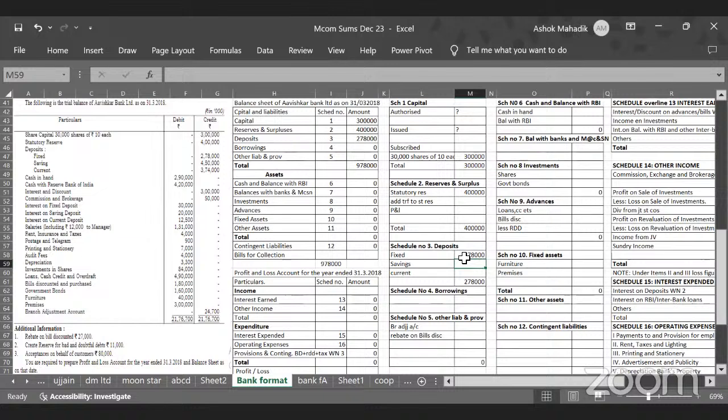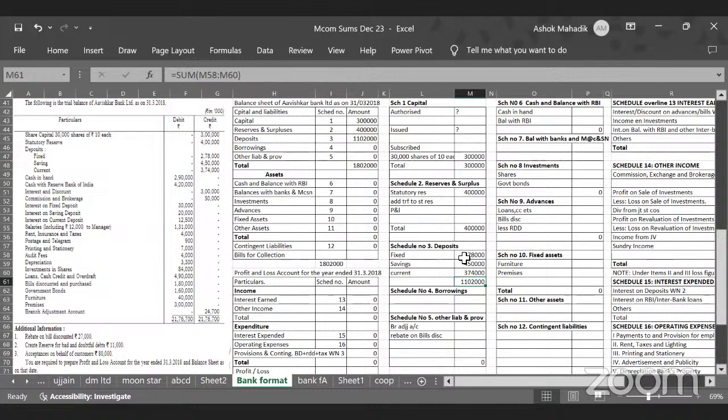Then savings 4,50,000. Then current account 3,74,000. You can see the total will be posted automatically to the deposit schedule. Okay. This will help us save time.